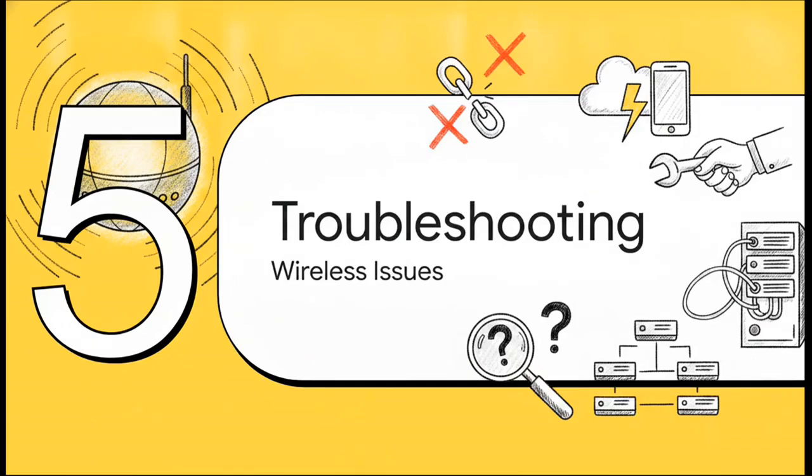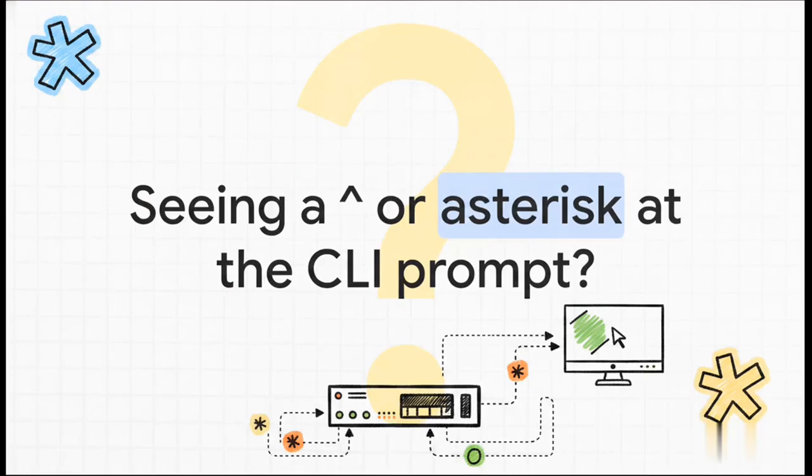And finally, Section 5, Troubleshooting Wireless Issues. The install is done, the AP is converted, but hey, you and I both know the job isn't over just because the lights are flashing green. Let's dig into some post-deployment troubleshooting. So imagine you log into the Mobility Master's command line just to double-check the configuration.